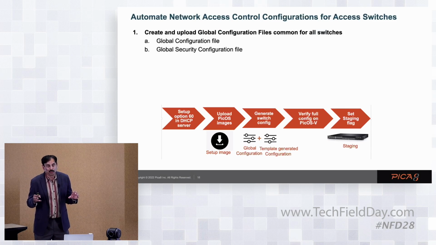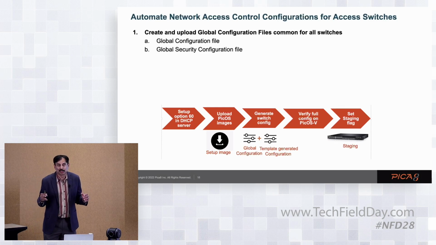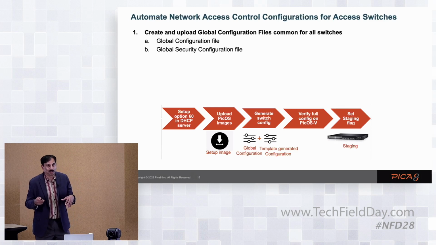We split it into two parts. The first is configuration that's common to all switches. Let us say you are configuring access switches: PoE needs to be enabled on all of them, and IP routing needs to be enabled on all of them. That goes into a file called the global configuration file. So you upload this into AMCON.